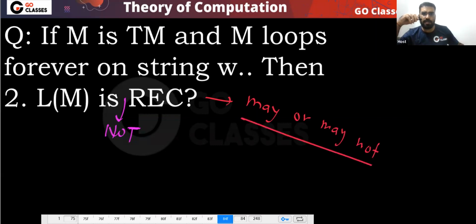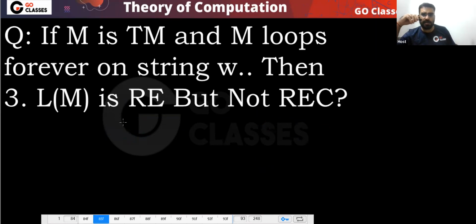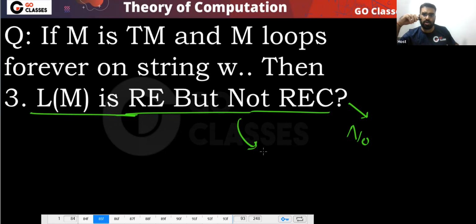Because maybe there exists some other Turing machine, maybe there exists a halting Turing machine. Yes or no? So it may or may not be. It may be not REC, it may not be not REC. The same thing: can I say it is RE but not REC? No. Again, may or may not.